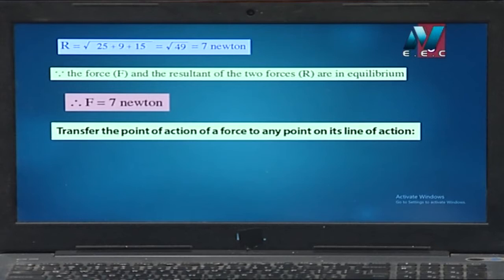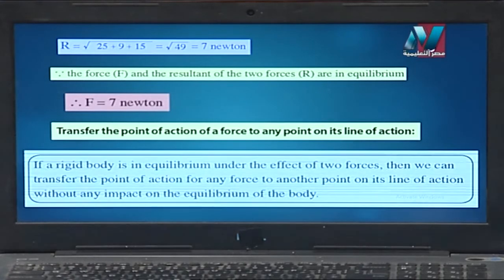Transfer the point of action of a force to any point on its line of action. If a rigid body is in equilibrium under the effect of two forces, then we can transfer the point of action of any force to another point on its line of action without any impact on the equilibrium of the body.